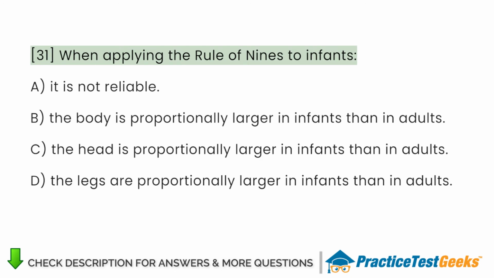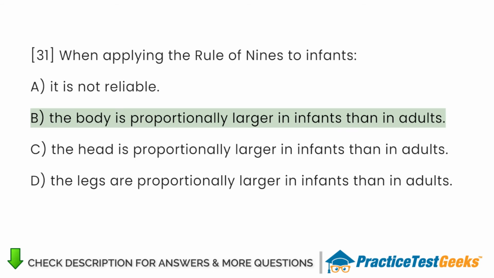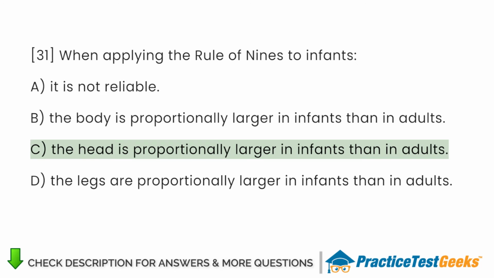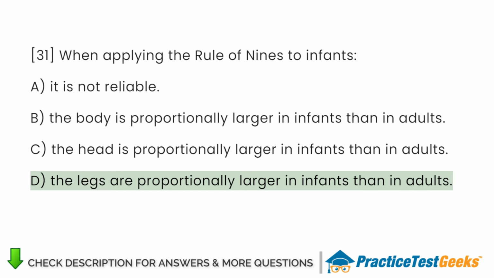When applying the rule of nines to infants, A. It is not reliable. B. The body is proportionally larger in infants than in adults. C. The head is proportionally larger in infants than in adults. D. The legs are proportionally larger in infants than in adults.